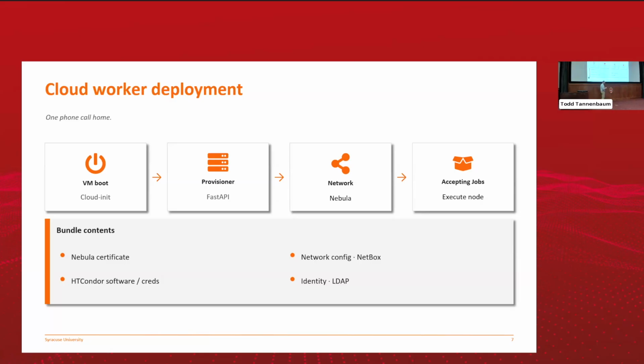So it is connected. It is provisioned. The provisioner has given it an address on my flat overlay network. It is then handed a bundle of information, like, this is how you configure yourself to be a part of OrangeGrid. It's given some creds, some configuration, an IP address, and then it allows it to start talking to LDAP, and then it registers itself into my pool. And at that point, it starts accepting jobs.